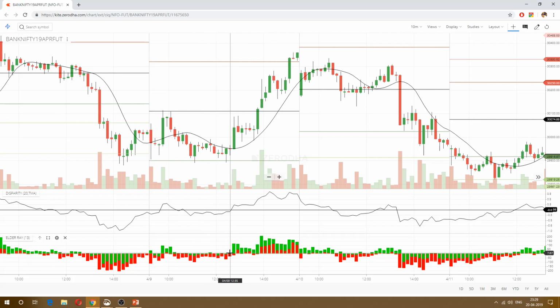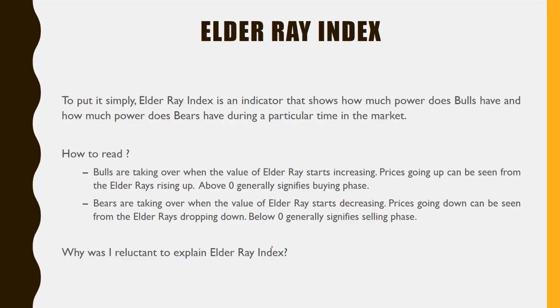It went above 0. Here price crossed over 12 TMA. Okay, this is a buy signal, and then it went up. So elder ray is rising. This is a buy signal. This is where buyers are, right? Above 0 generally signifies buying phase, below 0 generally signifies selling phase.